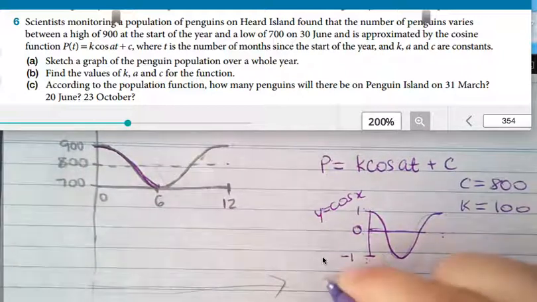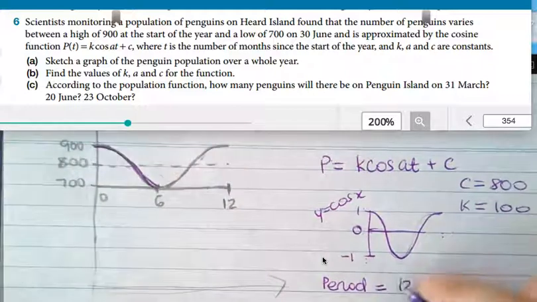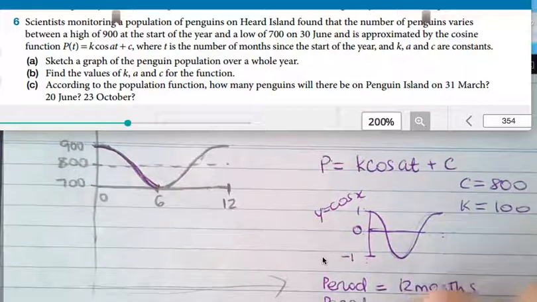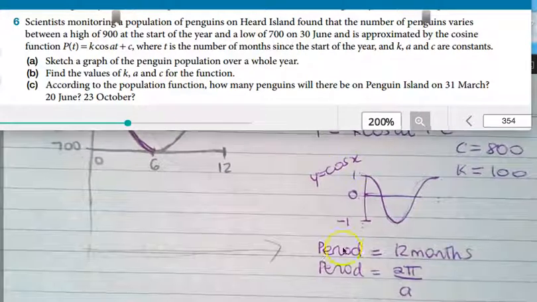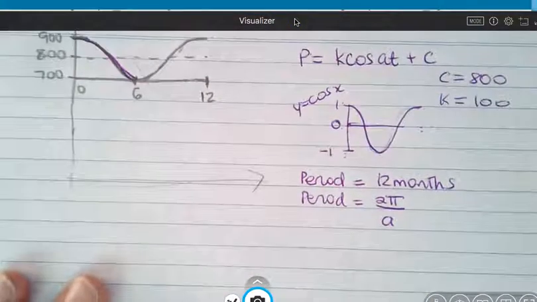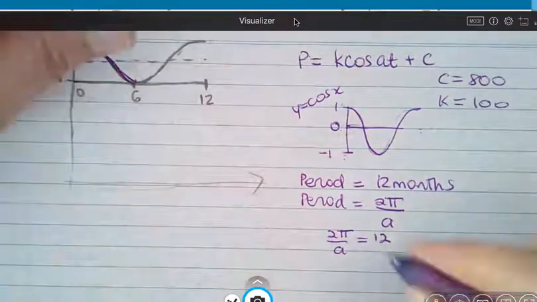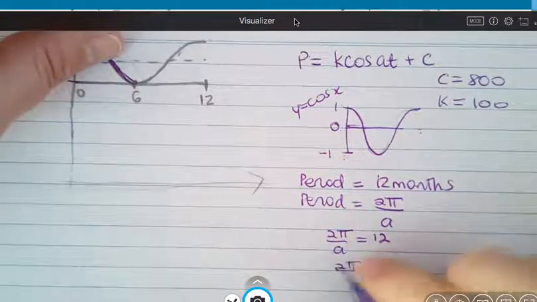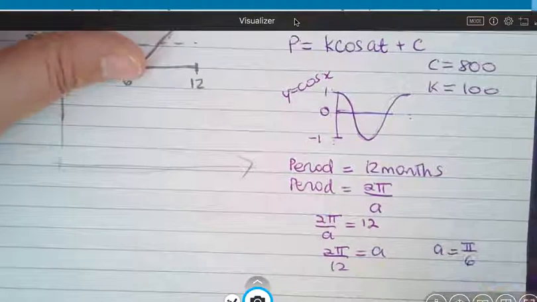So what is the period that you can read off your graph? It's 12 months. What is the formula for the period? It's 2 pi over whatever A is. So my period is 12 months, according to my graph, and the formula for period is 2 pi on A, so you just put them equal to each other. 2 pi on A equals 12. Swap the A and the 12: 2 pi on 12 is A. So therefore A is pi on 6 again.